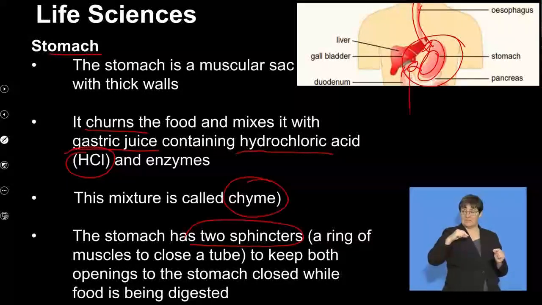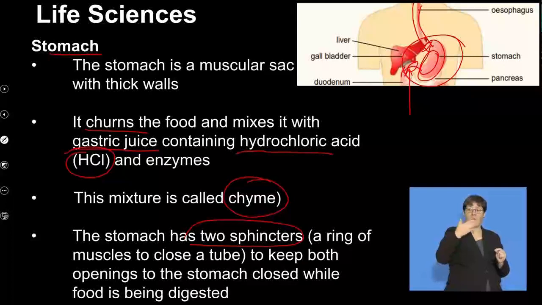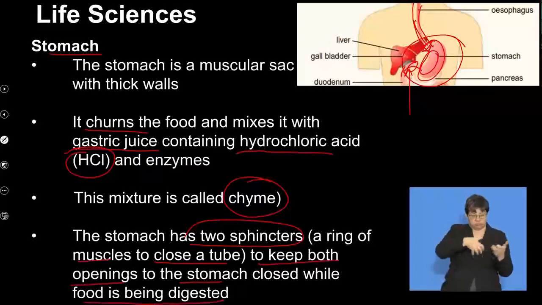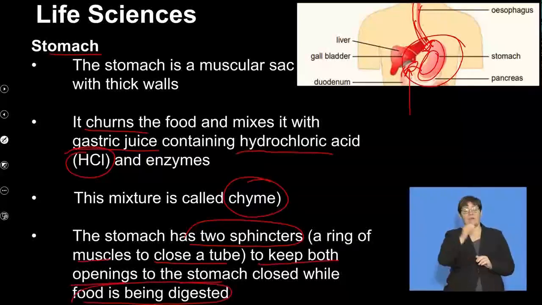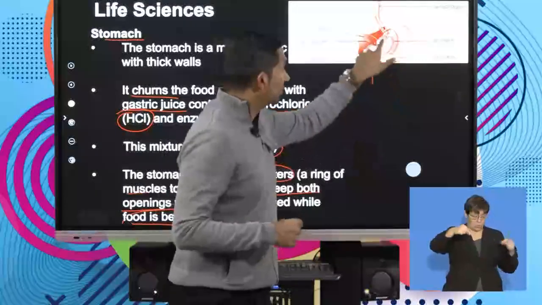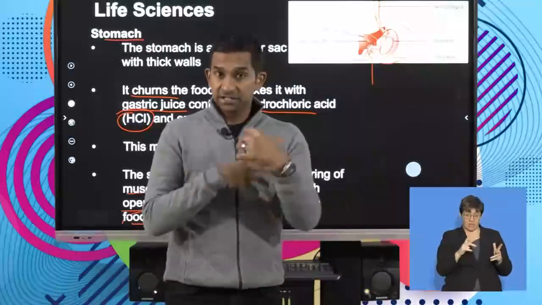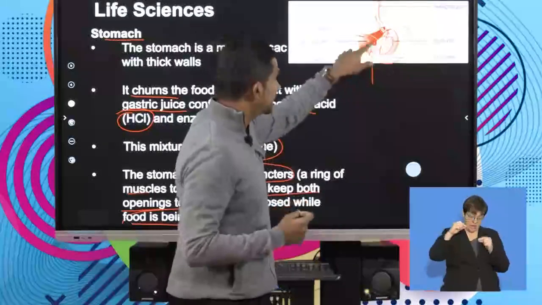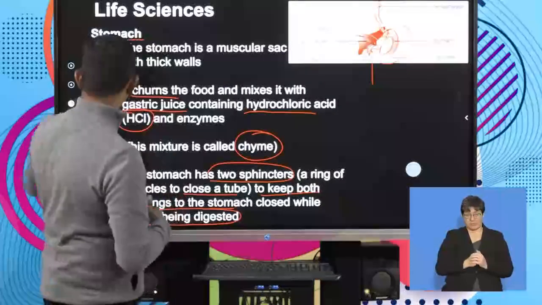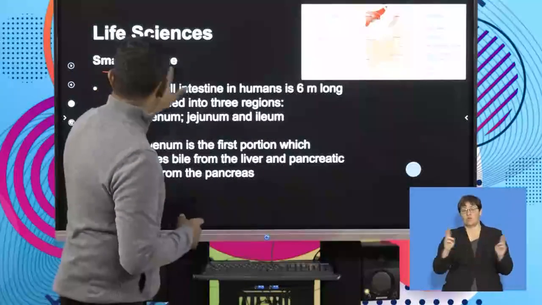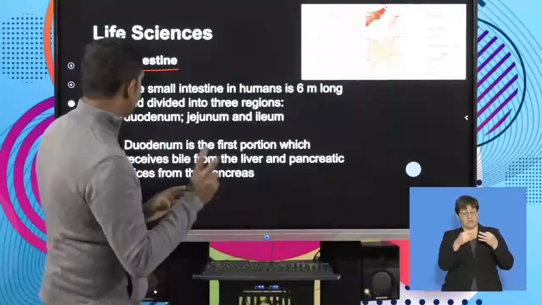These are pointed out here at the opening between the stomach and the duodenum, as well as the opening between the esophagus and the stomach. And these muscles basically close and keep both the openings to the stomach closed when food is being digested. So essentially it allows for food to enter into this muscular organ, and it closes up and contains the food for a little while until that churning and mixing occurs, and then it allows for the food to move through.